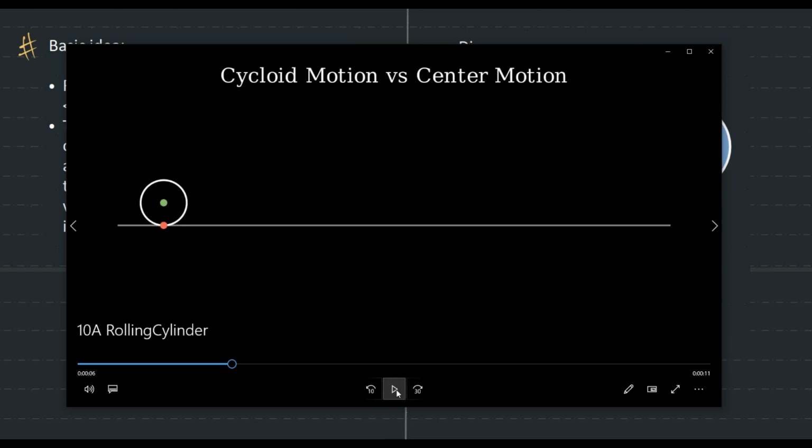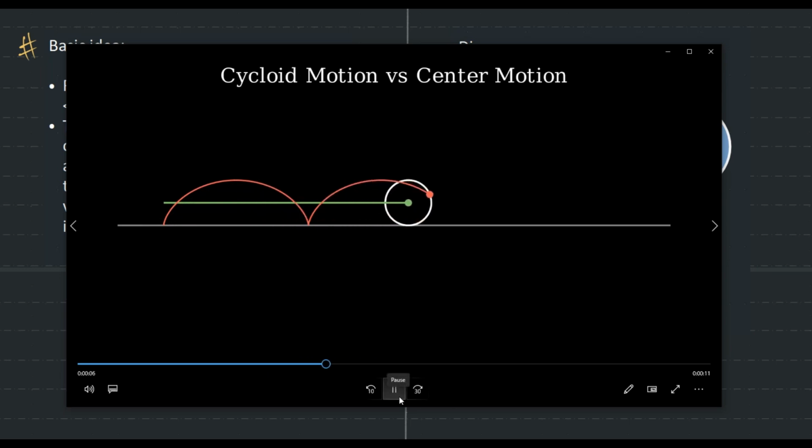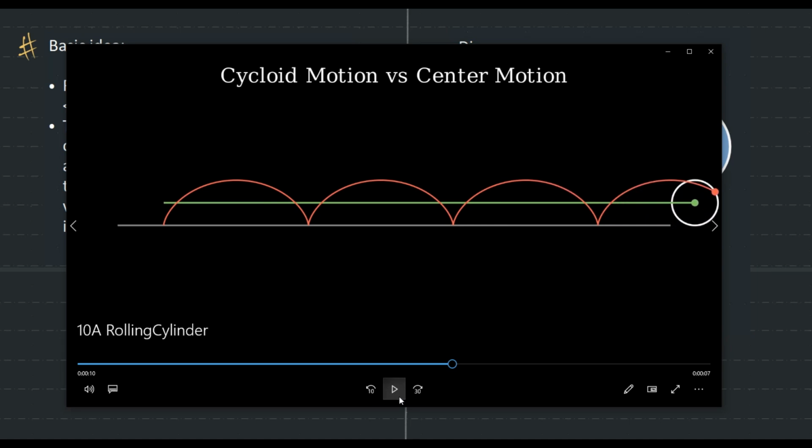Now, the video follows those points as the cylinder or wheel rolls. Can you see that? What can you observe? Center of mass, how is it moving? It's linear, moving on a straight line. While the points on the circumference of this wheel form something called a cycloid. It's quite complex actually. Purely rolling motion is quite complex.